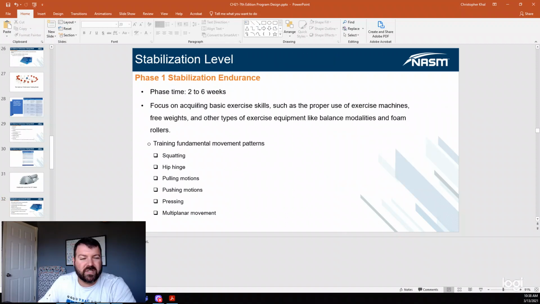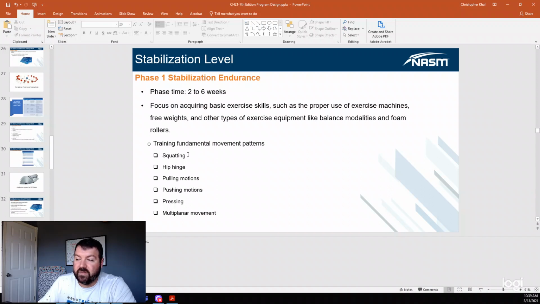Time phase, about 2 to 6 weeks, we'll be in this. Focus on acquiring basic exercise skills, proper use of equipment, free weights, and so forth. Training fundamental movement patterns: squatting, hip hinge, pulling motions, pushing motions, pressing, multi-planar movements.